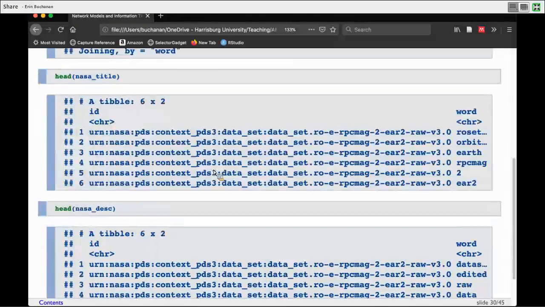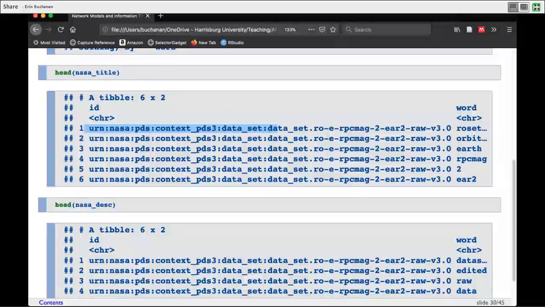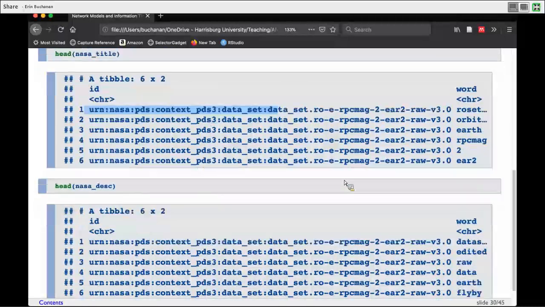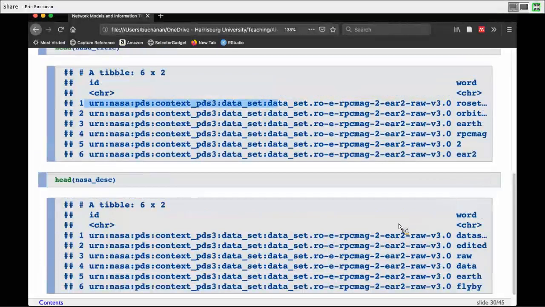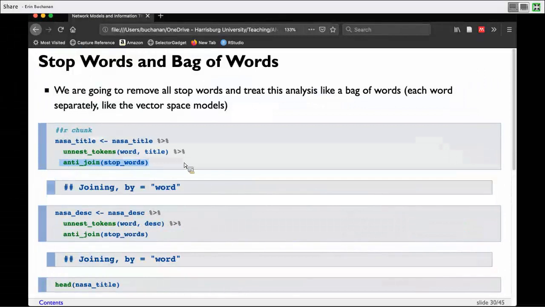And so what you end up with is the ID, because we have to have an ID for each one, this is important, and then each word one at a time. So where'd my mouse go? Here we go. The first description has: this is a raw data set, edited, raw, dead, earth. So those were the words in order minus the stop words. And then the anti-join here takes out their list of stop words. And if you want to see what those are, you just type in stop_words and it'll print them out for you.